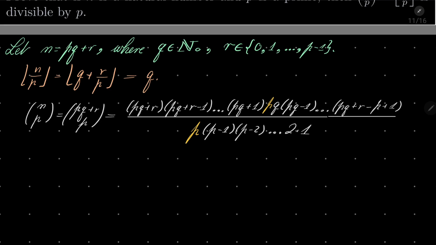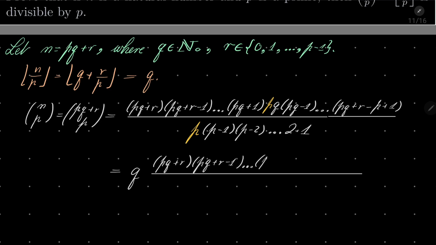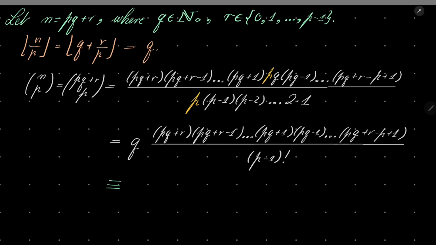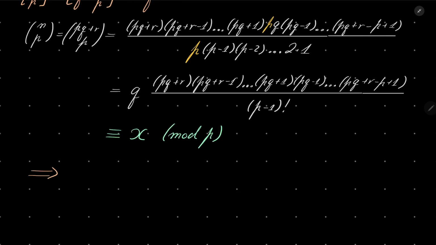Now, notice that p appears both in the numerator and in the denominator, so we can cancel them. And we can write it as q times pq plus r, pq plus r minus 1, and so on, pq plus 1, pq minus 1, pq plus r minus p plus 1, over p minus 1, p minus 2, and so on to 2, 1, or p minus 1 factorial for the sake of brevity. All right, and now let's say that this entire number, which is obviously an integer, is congruent to x modulo p.